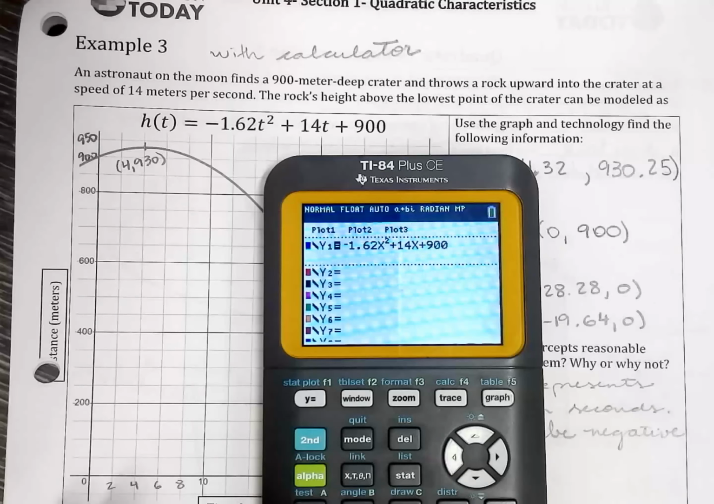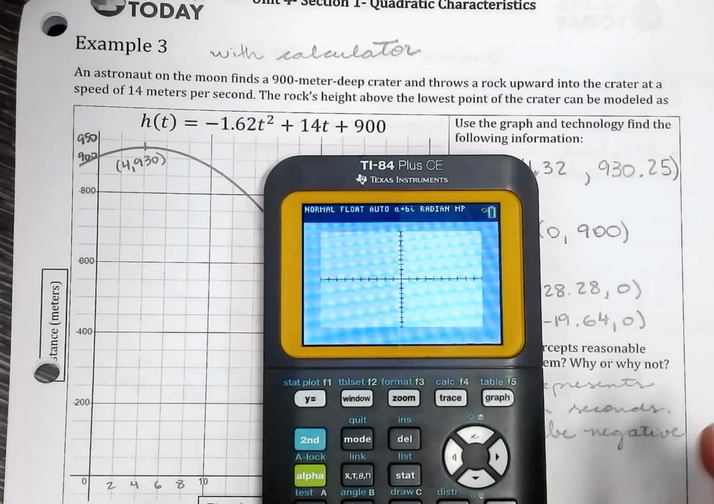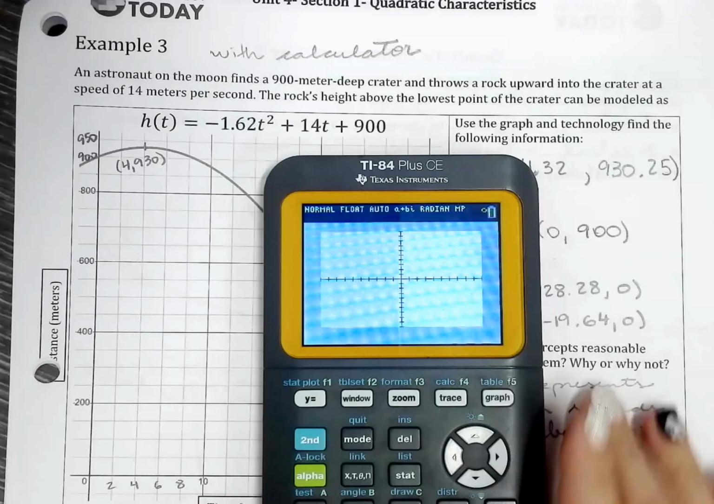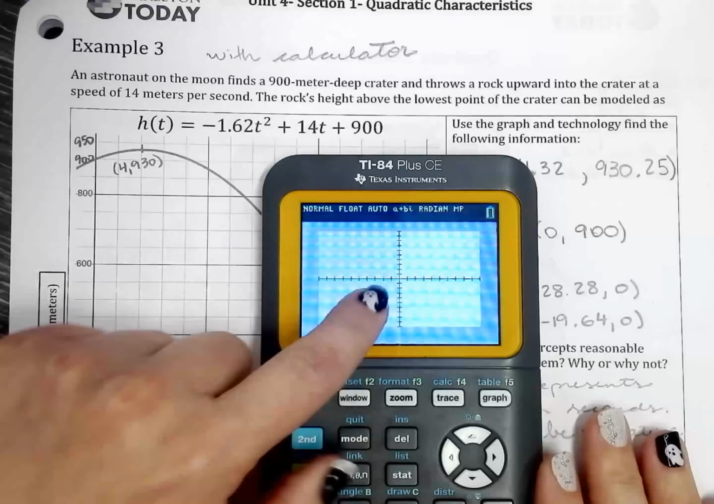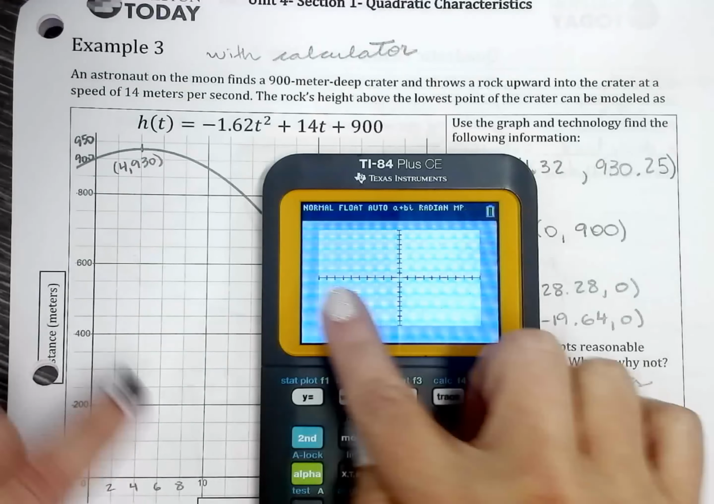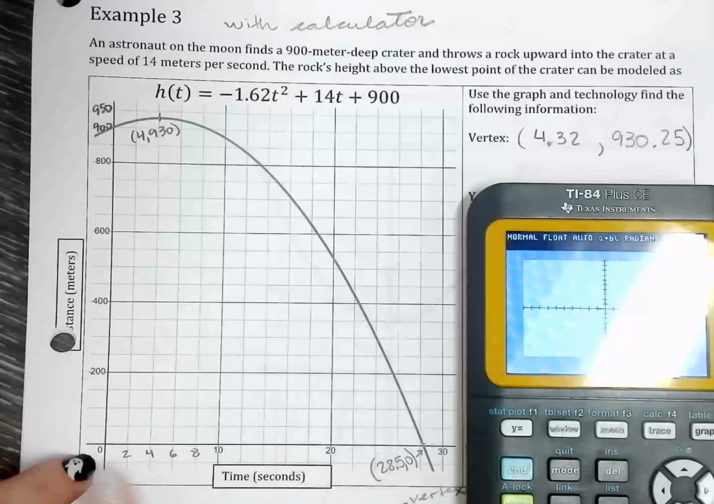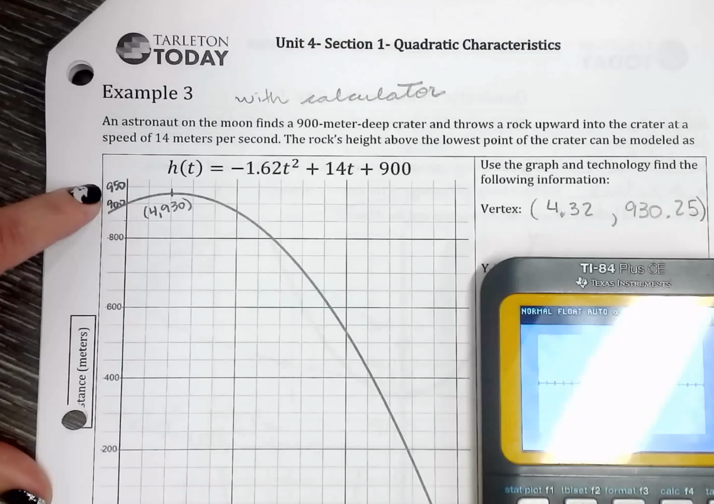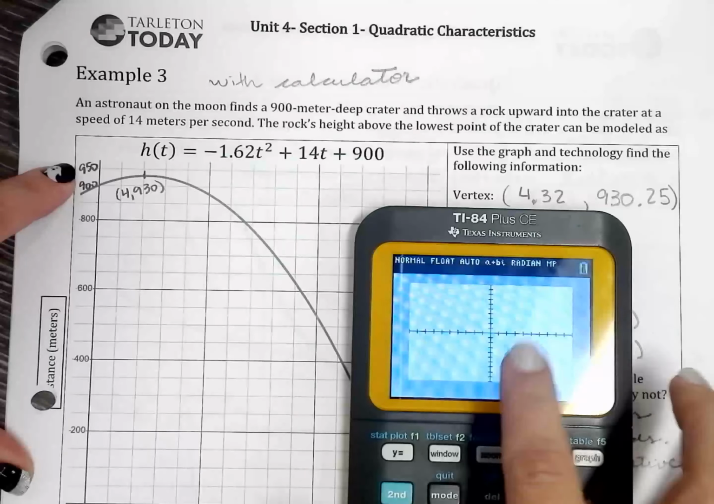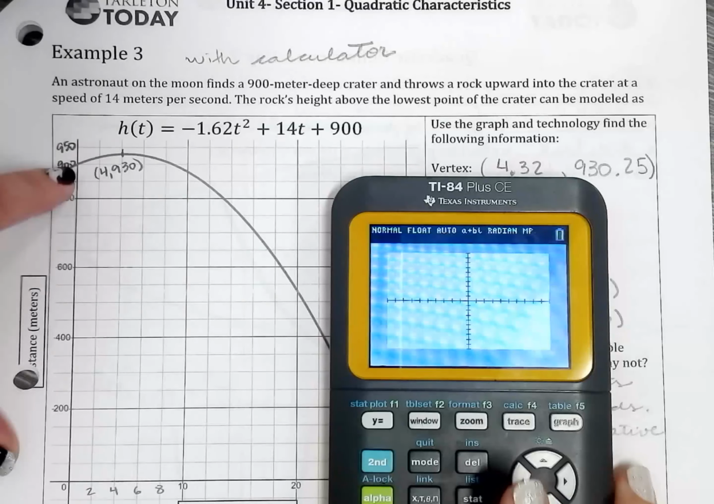Now, before you graph, if you were to graph this thing, you can't see anything because the windows don't match. This is just the standard window, and this one goes from 0 to 30, from 0 to 950. So let's make our calculator window match your paper.